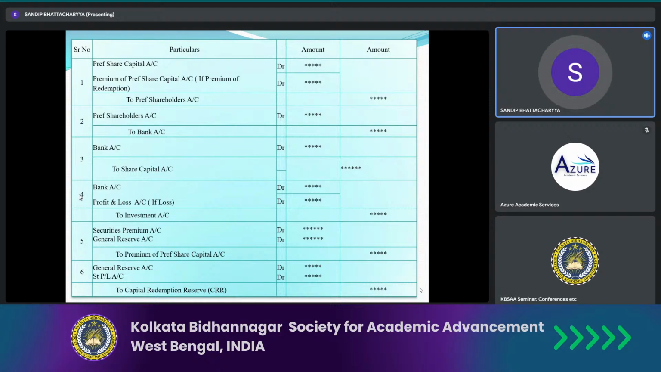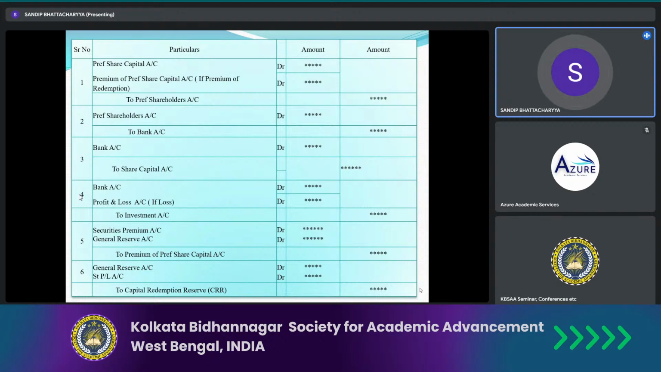When you are supposed to redeem, your capital account must be debited. So the first journal entry is called the due entry. Due entry means preference share capital account debit, and premium on preference share capital account debit if premium on redemption is payable at the time of redemption, to preference shareholders account. As you see, the preference share capital account is debited with the face value.